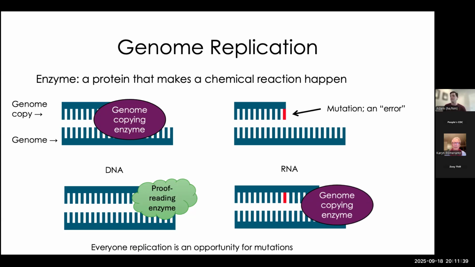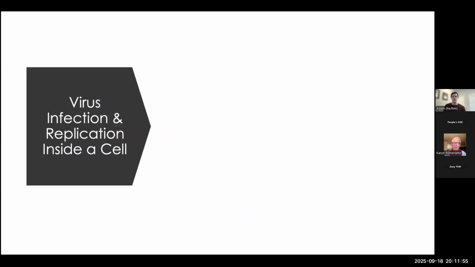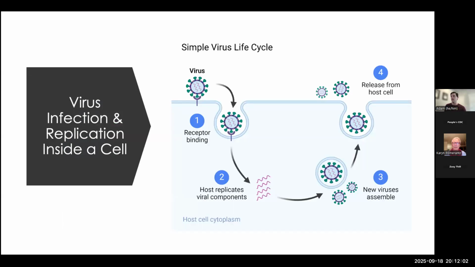I should say that every replication is an opportunity for mutations, whether that's DNA or RNA. Every time a genome is copied, there is a chance for error to occur. And this is very much the case when we think about viruses. And so I'm going to show you a simplified diagram of how a virus can infect and replicate inside of a cell. So here, starting at number 1, we have a virus binding to a receptor on a cell, and that allows it to enter the cell.